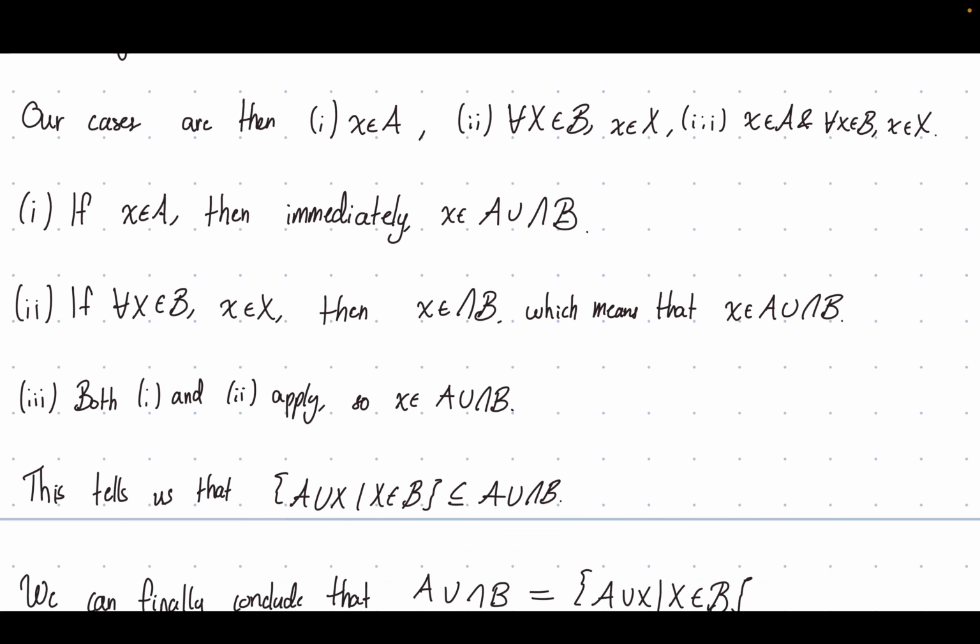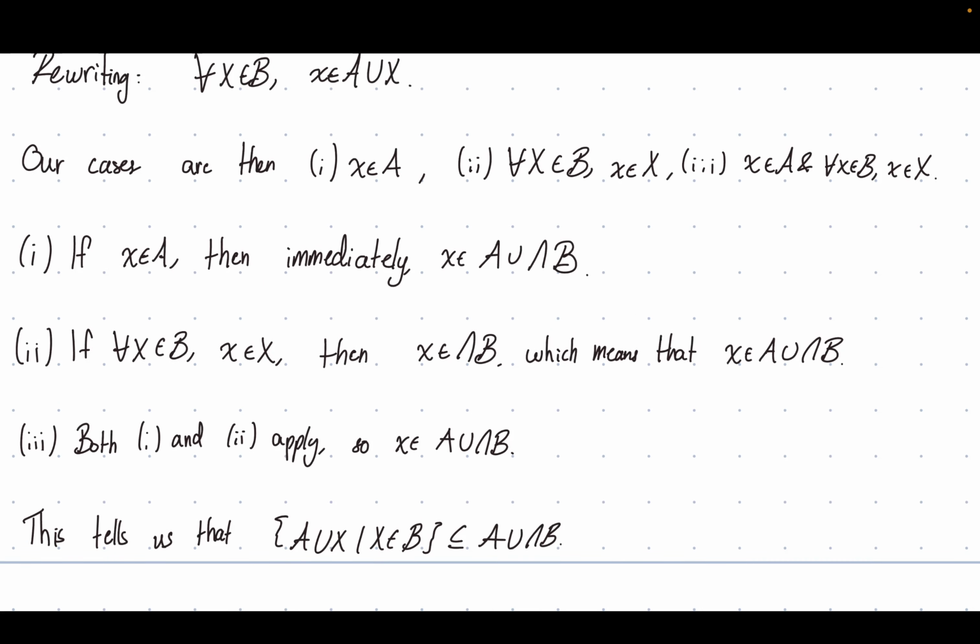And this splits into a couple different cases. The first is if x is in A, then immediately you can just say that x is in A union the intersection of B. You don't have to do much. And then the second case is that you use the fact that for all big X in B, x is in A union X.